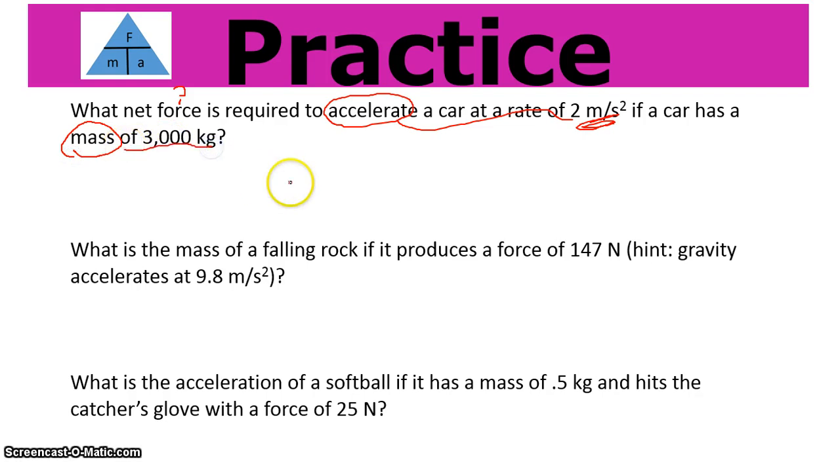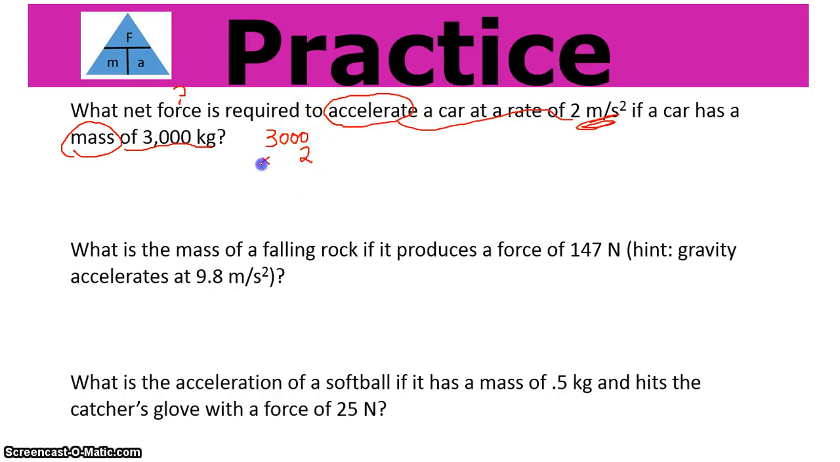Now, I've underlined some important information. To use the magic triangle, I'm looking for net force. So in that case, imagine putting your finger over the F here, and that leaves M and A side by side. That means you're going to multiply the mass times the acceleration to find your answer. My mass is 3,000 kilograms, and my acceleration in the formula is 2 meters per second squared.